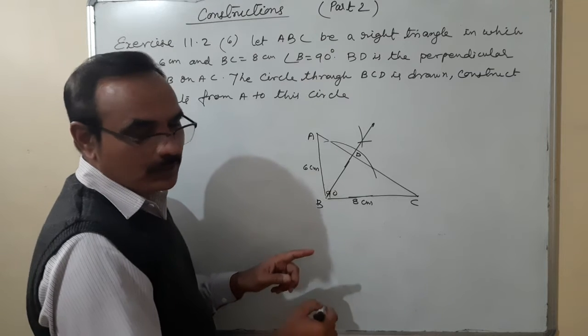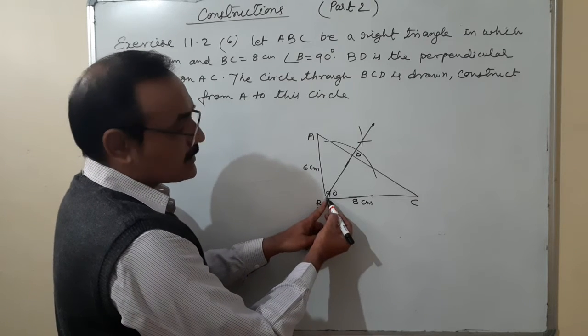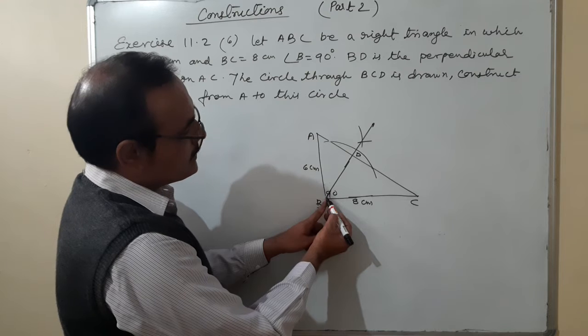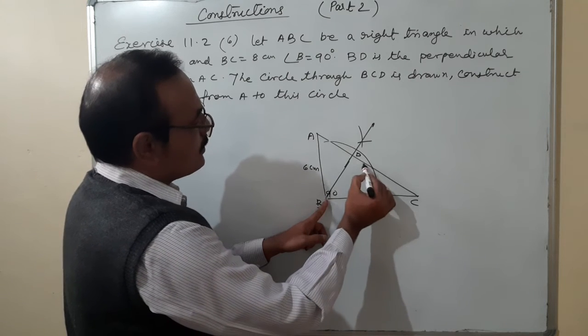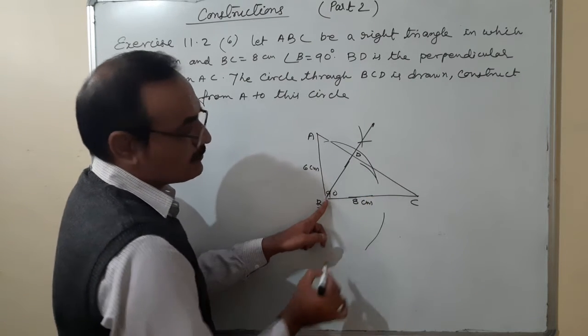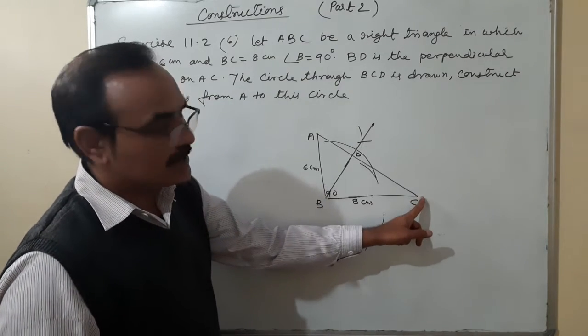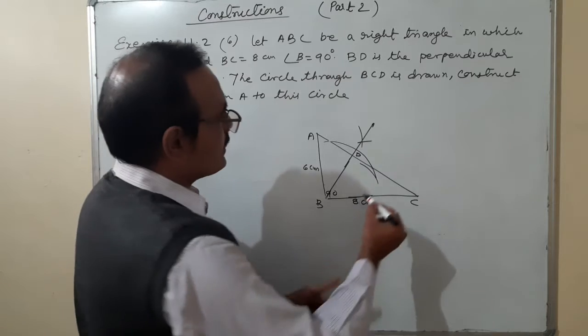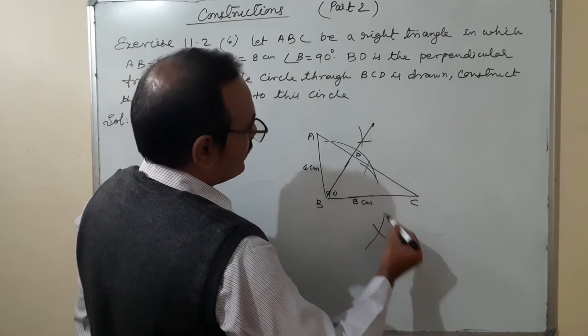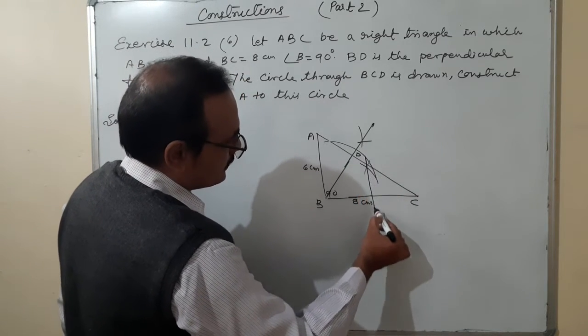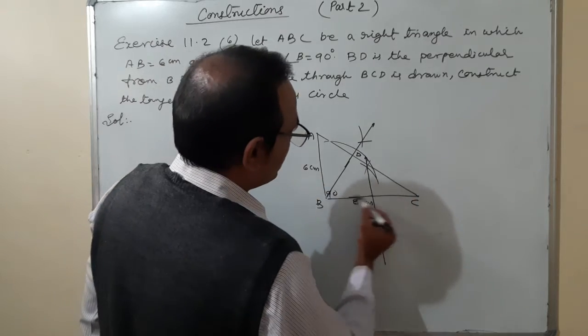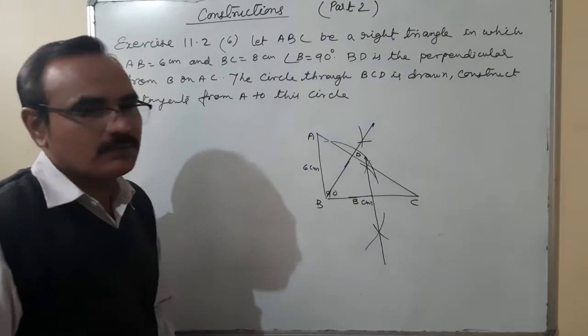How to draw the perpendicular bisector of BC? With B as a center, taking radius of more than half of BC, draw two arcs on either side of BC. Having the same radius, placing the middle point at C, cut these two previous arcs. Okay, and join it. This is the perpendicular bisector of BC.